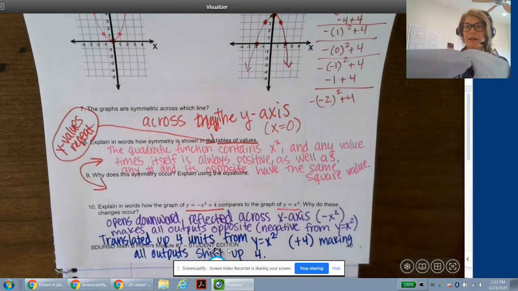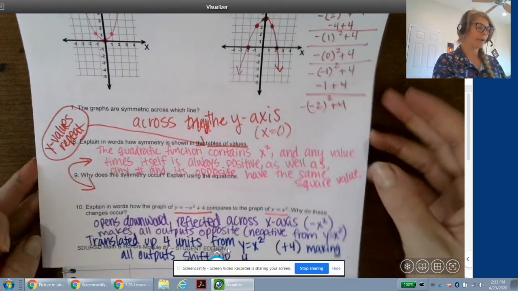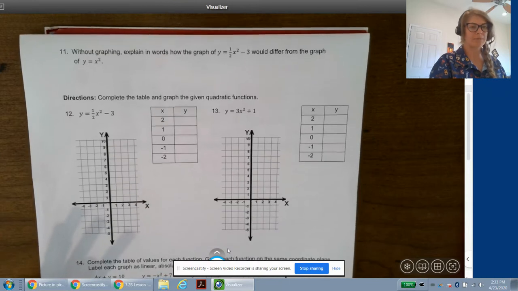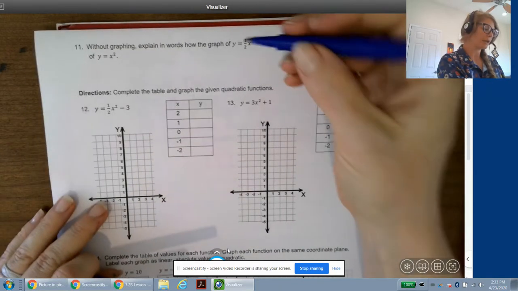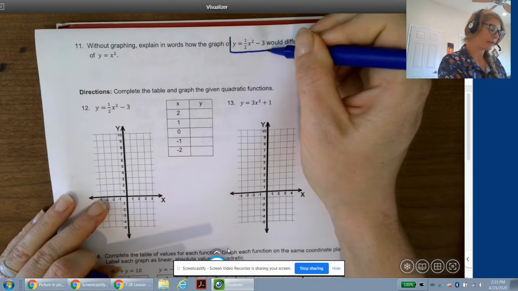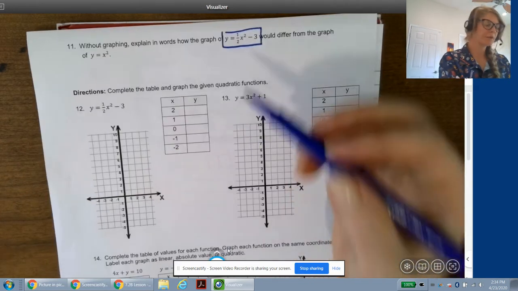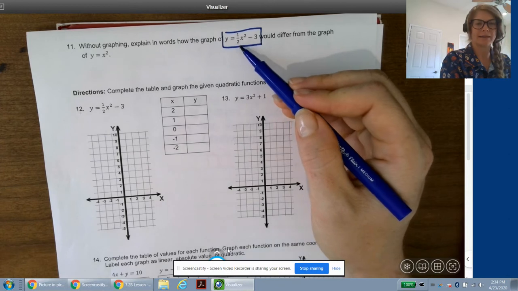So very similar again, almost exactly the same as absolute value. Okay, let's keep going. So now without graphing, we're going to make a prediction. So now we're going to be looking at y equals 1/2 x squared all minus 3. So how do we think this is going to be different? Well, let's first take a look at this 1/2, or kind of like this a value.